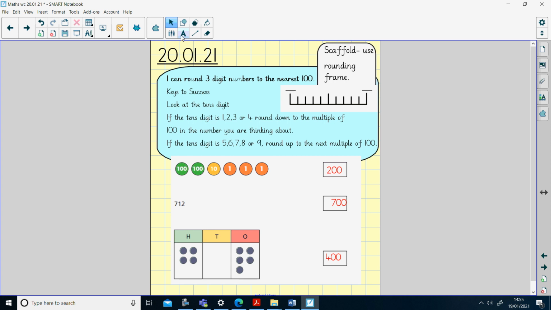So looking at my tens digit, it's a 1, so it rounds down to 200. 712, my tens digit is also a 1, so it rounds to 700. And then here, I haven't got any tens digits, so 405 would also round down to 400.